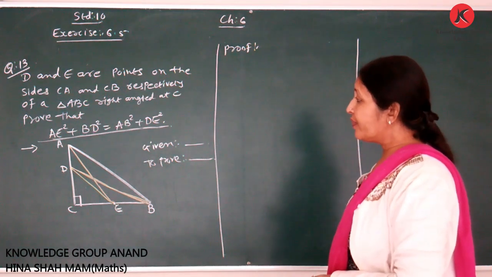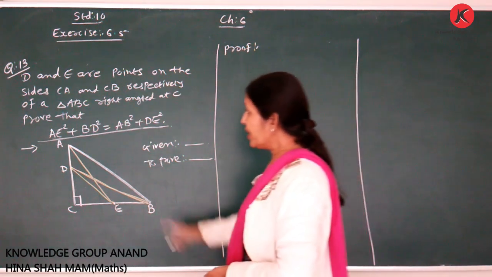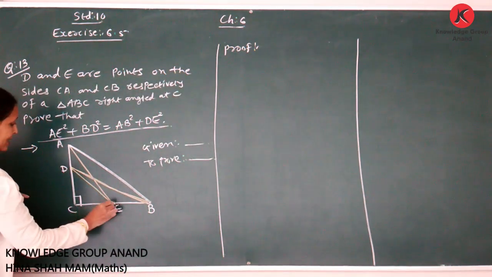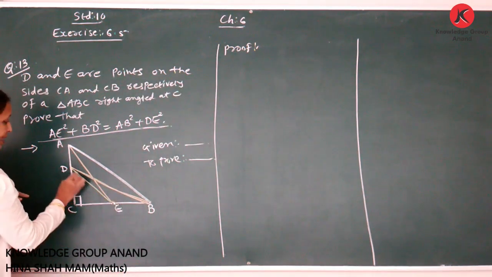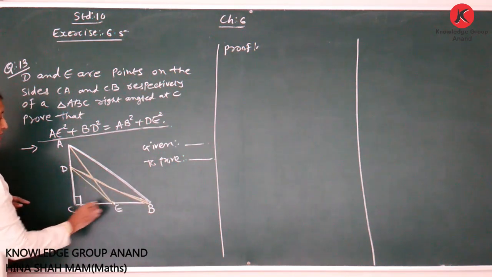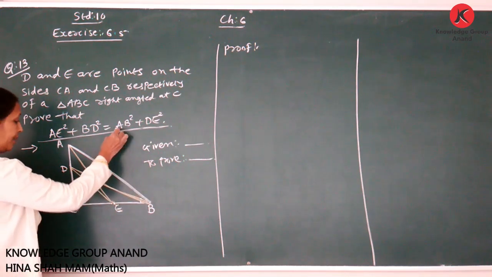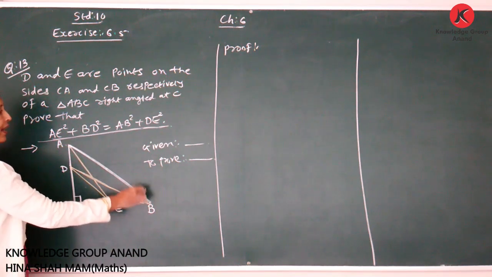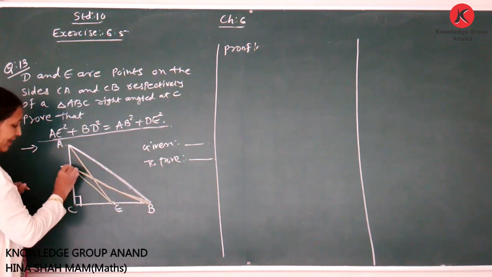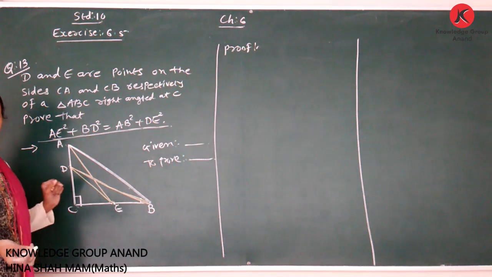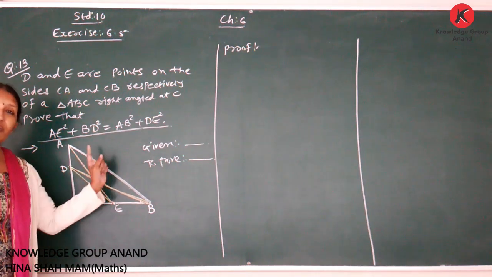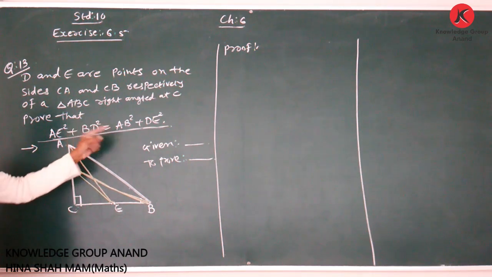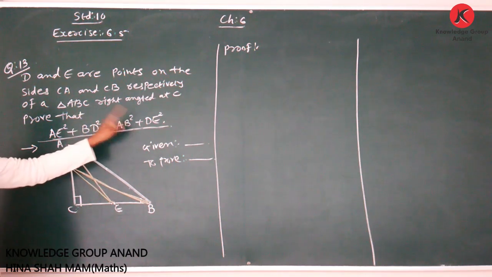Here how many right triangles? We want here AE square. Therefore AE square, it is a right triangle ACE. BD square, right triangle DCB. AB square, right triangle ACB. And DE square, right triangle DCE. Taking Pythagoras rule in 4 right triangles and adding these results, we get the result.